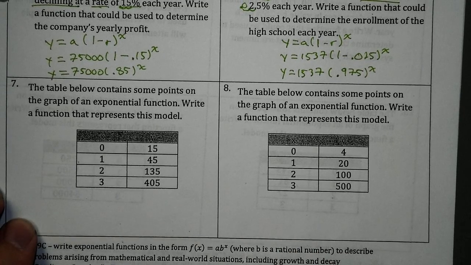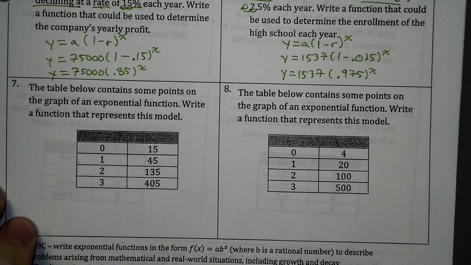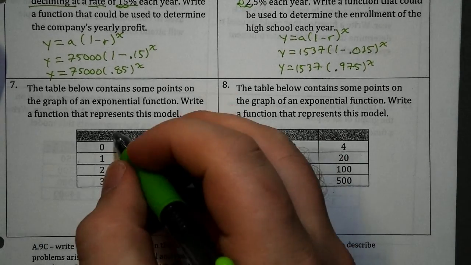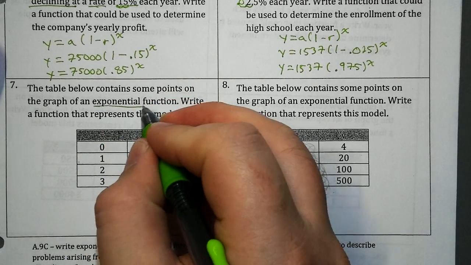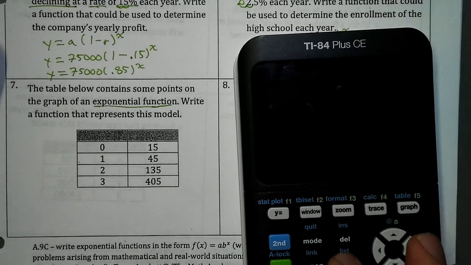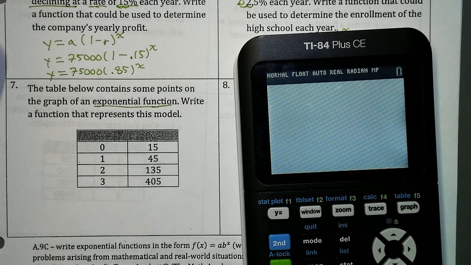Okay, now looking at 7 and 8 on here, this looks really similar to what we did yesterday, where we have a table and we want to graph an exponential function. So option 1 is what we did yesterday. You can take your table, so let's do 7 with option 1.